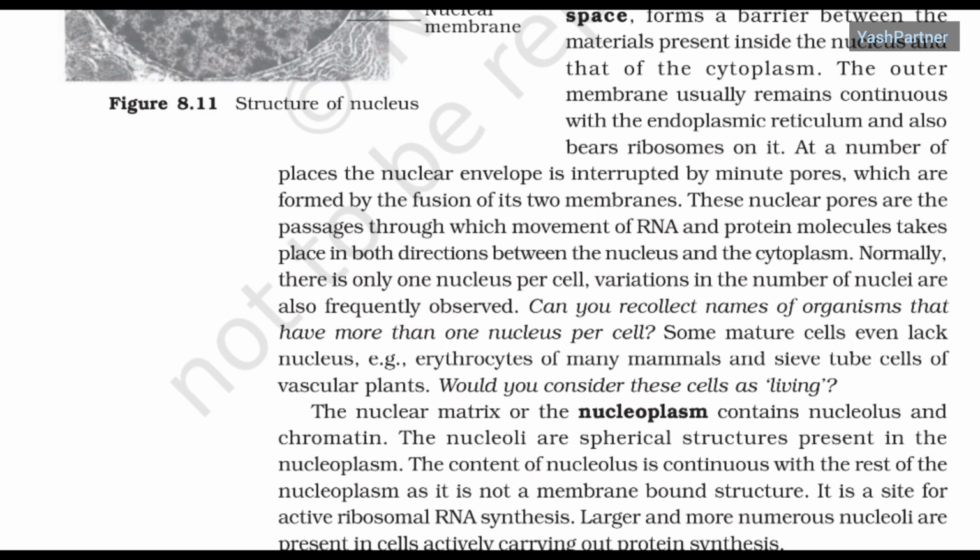Normally, there is only one nucleus per cell. Variations in the number of nuclei are also frequently observed. Can you recollect names of organisms that have more than one nucleus per cell? Some mature cells even lack nucleus, example erythrocytes of many mammals and sieve tube cells of vascular plants. Would you consider these cells as living?